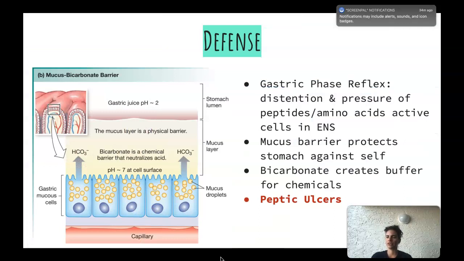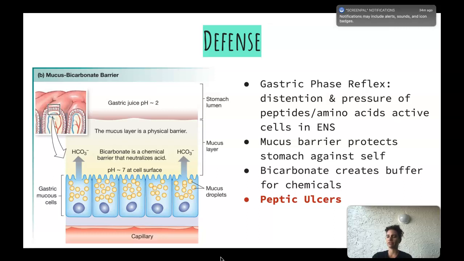The final function of the gastric phase is defense. There is the gastric phase reflex that is activated in the ENS by distension and pressure of peptides and amino acids. The mucus barrier produced by mucus cells protects the stomach against the acids that it is producing for digestion, and the bicarbonate acts as a buffer for the chemicals and the low pH.